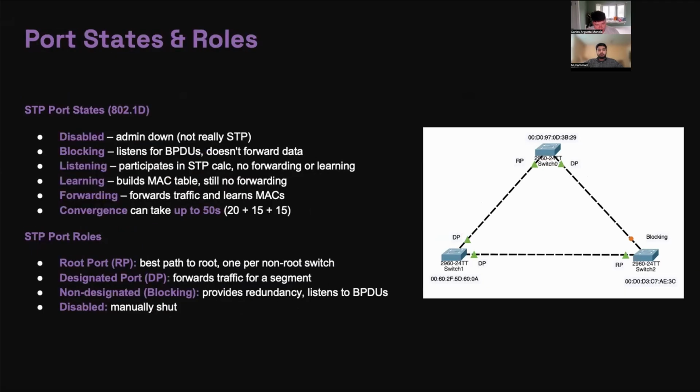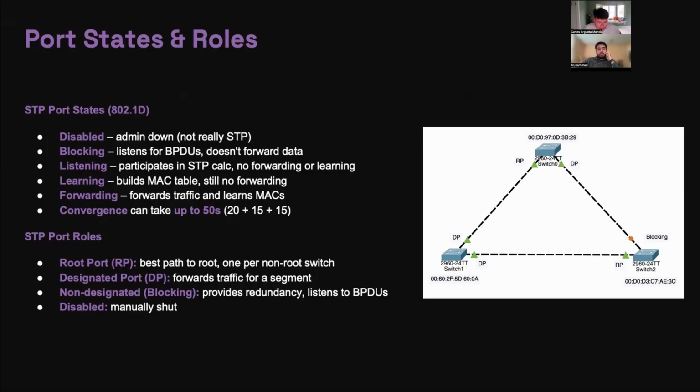Mohammed, could you get into the port states and roles of spanning tree? Yeah. So, like Carlos mentioned before, there are different states of ports in STP. So here we'll talk about the 802.1D, which is the traditional version of STP. So STP port states in 802.1D, you have your disabled state, which is the admin down. That's just you disabling the port, going in the port and saying shutdown. So it's going to show as disabled in your STP topology.